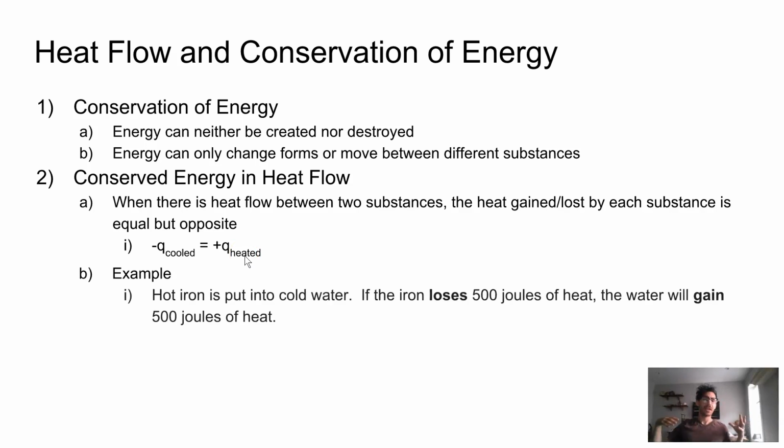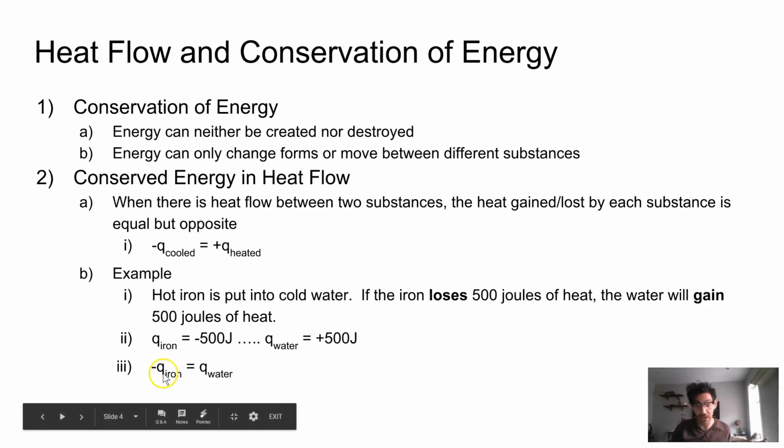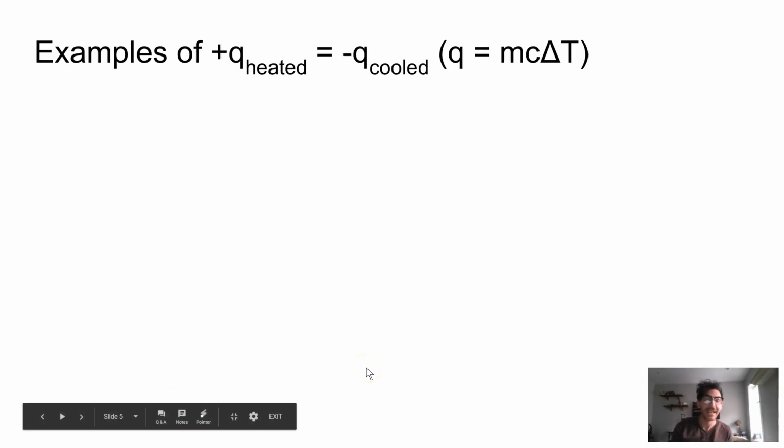Let's look at an example. Put some iron in some cold water. If the iron loses 500 joules of heat, it'll have a negative Q. The water is going to gain that same amount, 500 joules of heat. So Q for the iron is negative 500 joules. Q for the water should be positive 500 joules. The water is heated. It gains 500 joules. The iron loses that exact same amount of energy because I have to conserve energy. I can only move it from my iron into the water. And so we can see that negative Q for iron equals Q for water.